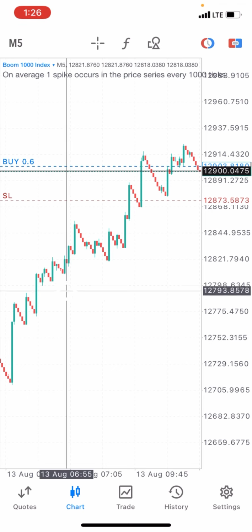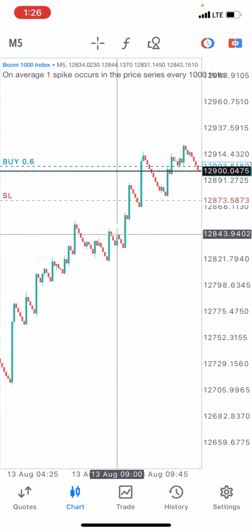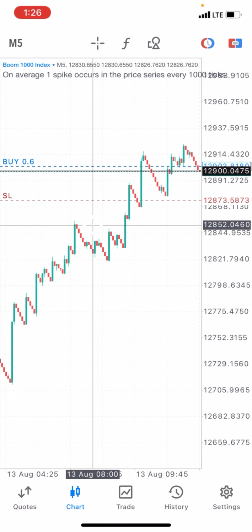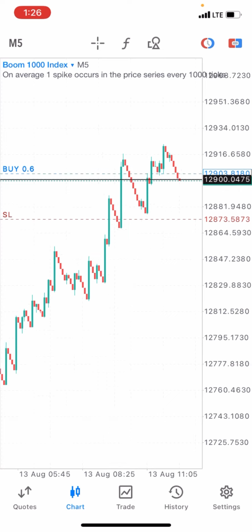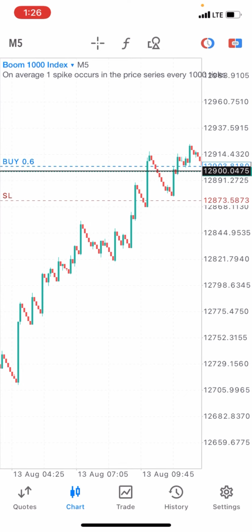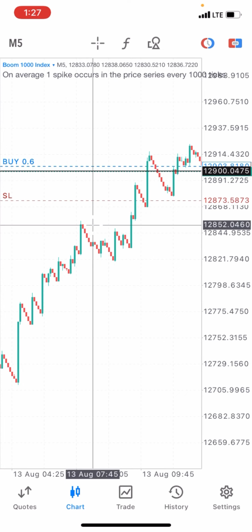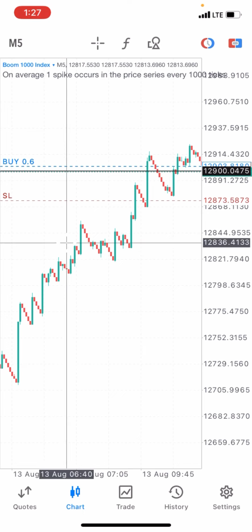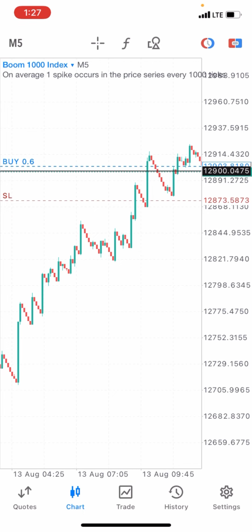So the first thing you want to do when you're trying to catch spikes is to just make sure you see your market direction. Make sure you see a series of higher highs and higher lows. You can see it's creating the highs and lows here, the higher highs and higher lows.